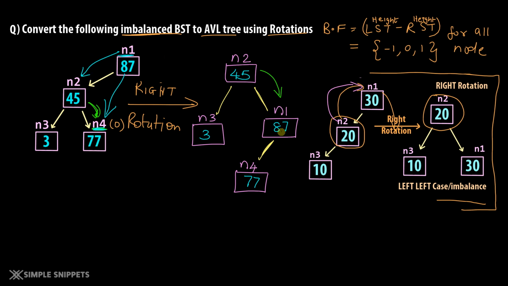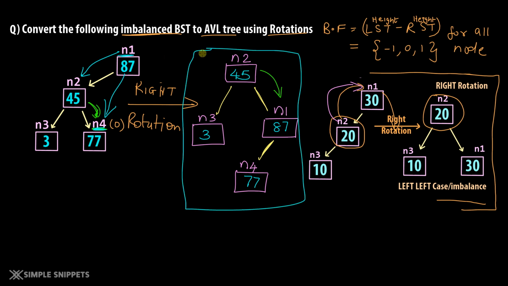But now if you observe, this tree has become balanced. Just by a single right rotation we have balanced this tree, and if you calculate, the balance factor is going to be -1 for N2, for N3 it is going to be 0, for N1 it is going to be 1, and for N4 it is going to be 0. You can quickly calculate it, but all these values from -1 to 0 to 1 are in our acceptable range. So now we can say that this is a balanced binary search tree, which means that this is a proper AVL tree. Okay. So this is how you convert an imbalanced binary search tree to an AVL tree using rotation.